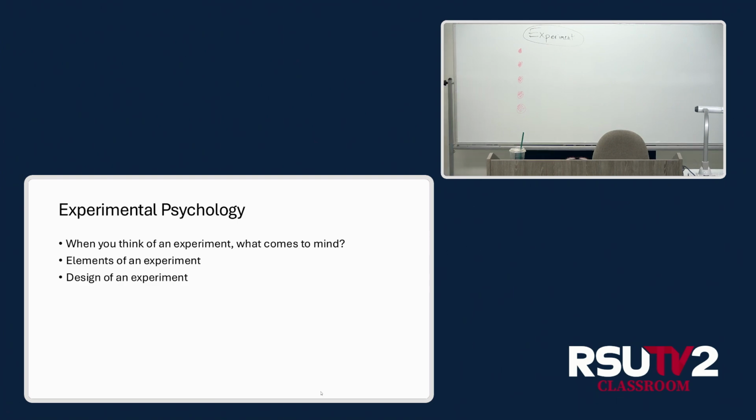Carl Jung did a lot with word association tests, so what's the first thing that comes to mind when you think of an experiment? So what's the first thing that came to mind?